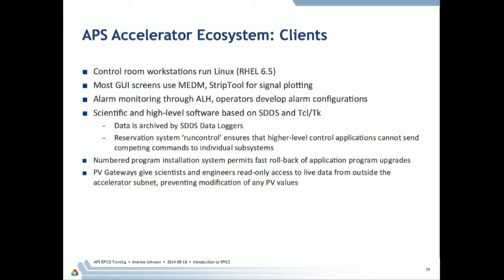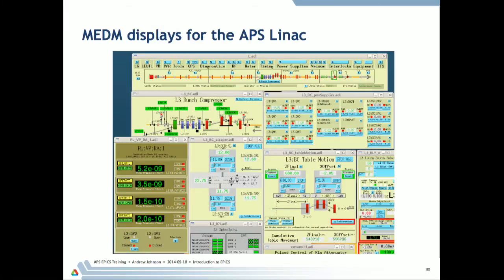But you have to be inside the Accelerator subnet to actually be able to modify and control the Accelerator itself. So many of you will have seen these are the kinds of screens that we have here. This is just a collection of screens that I picked out for the APS Linac. There's the L3 chicane and all that sort of stuff. I really don't know what's on that page, but those are the sorts of things that we use in the control room here.